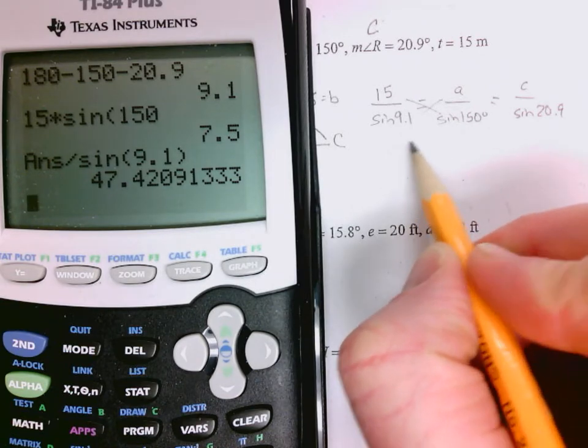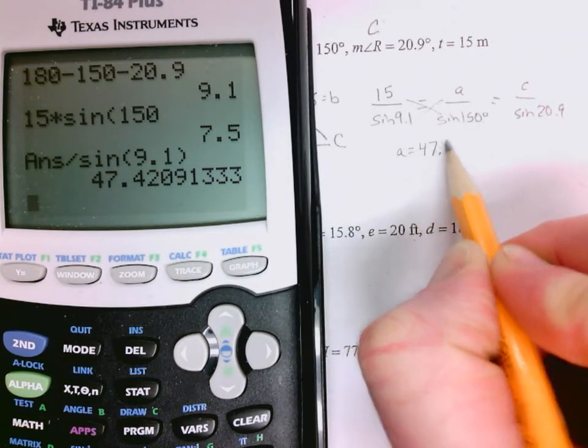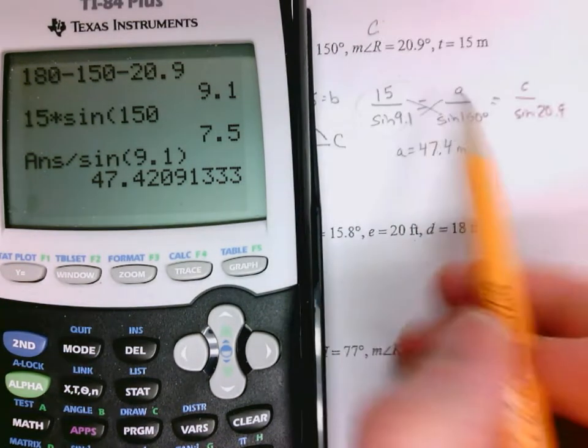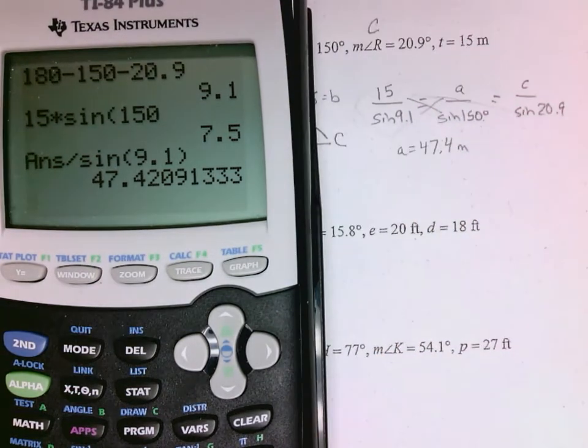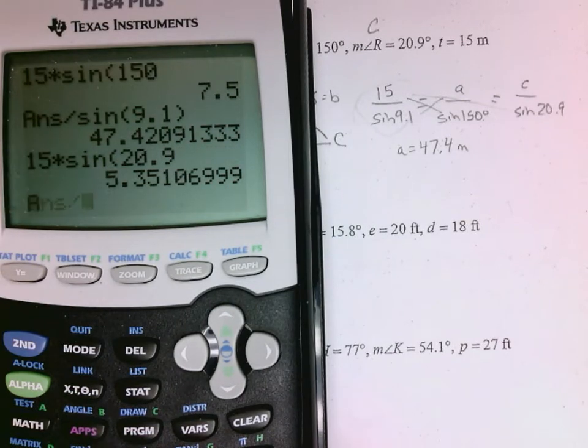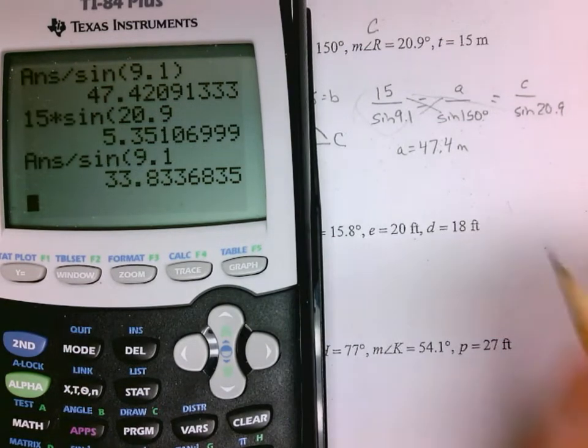So a is 47.4. And do the same thing with the other equation: 15 times the sine of 20.9 divided by the sine of 9.1. That'd be 33.8.